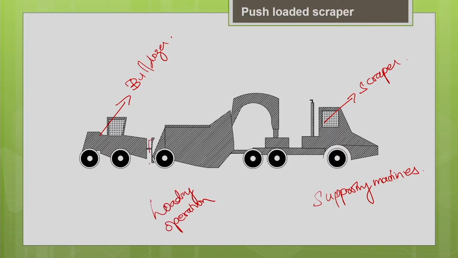You can see it has a special type of blade just for pushing. That blade is called a cushion blade. I will explain it later when we discuss the types of blades. This bulldozer will push the scraper during the loading operation of the scraper, so that by that process you can enhance the productivity of your scraper. So this is one application of the bulldozer.